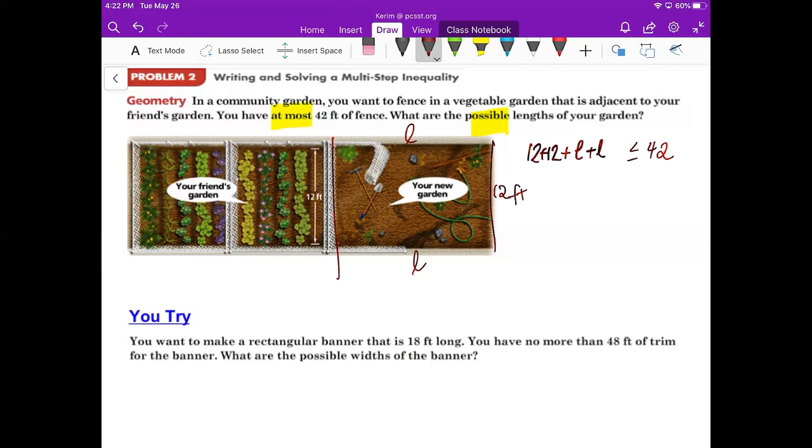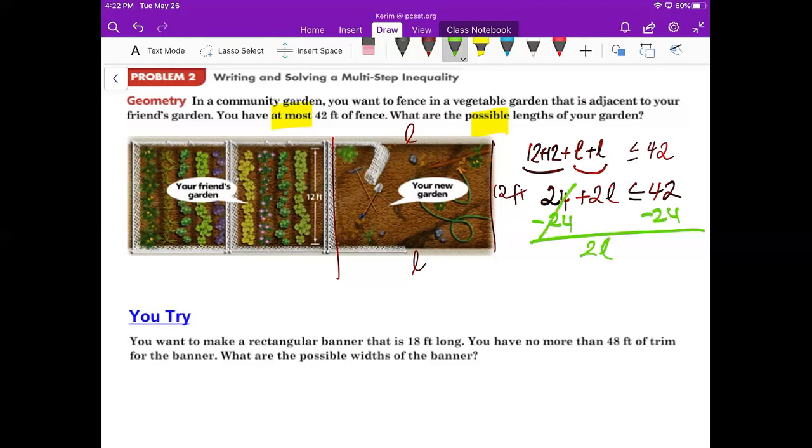Let's combine the like terms. 12 plus 12 is 24. L plus L is 2L. Less than or equal to 42. And this is a multi-step inequality, so let's solve this. Undo addition. So 2L is less than or equal to 42 minus 24, which is 18. And then undo multiplication with division, so L is less than or equal to 9.